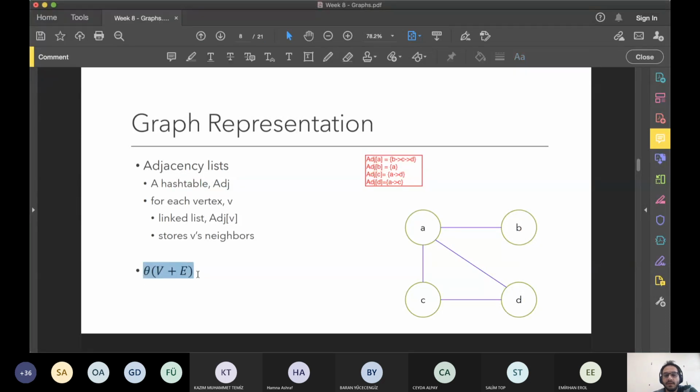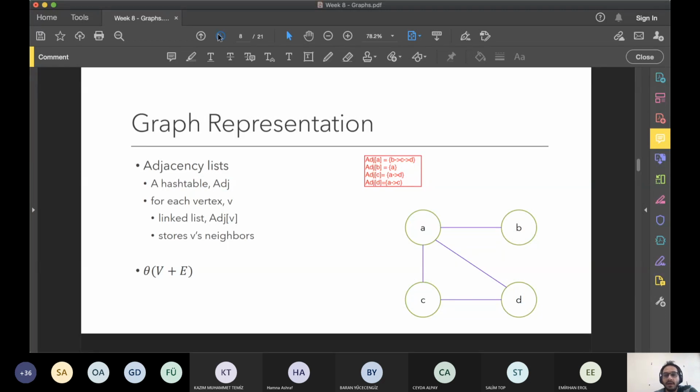This is not the complexity of the graph, but this is how much memory we're going to use. And what is the answer for this? The number of vertices plus the number of edges, actually times 2. Because, for example, C is included in the adjacency list of A, but at the same time A is included in the adjacency list of C. So we're going to store each edge twice, once for each neighbor.